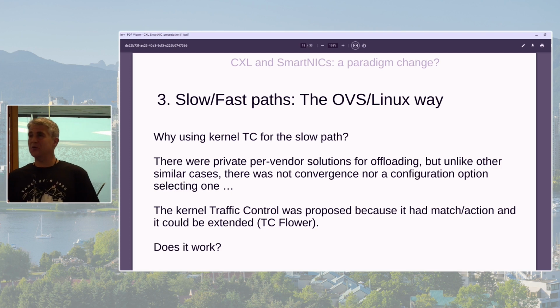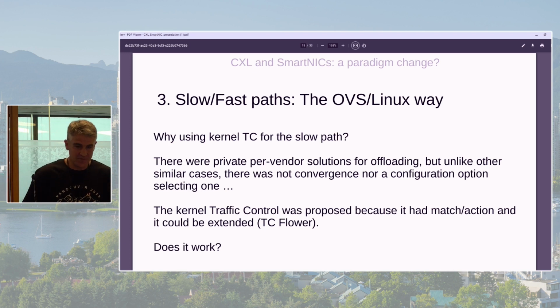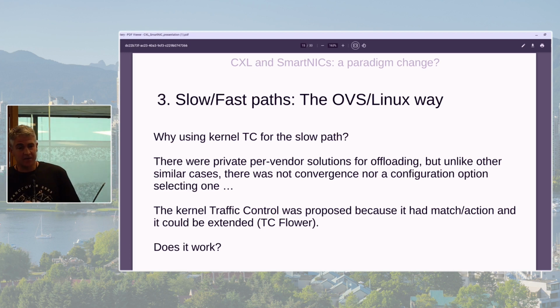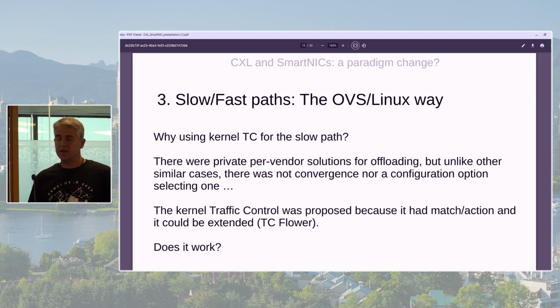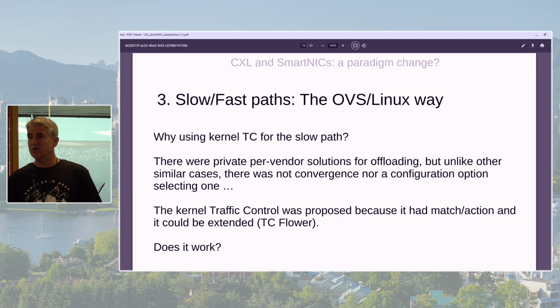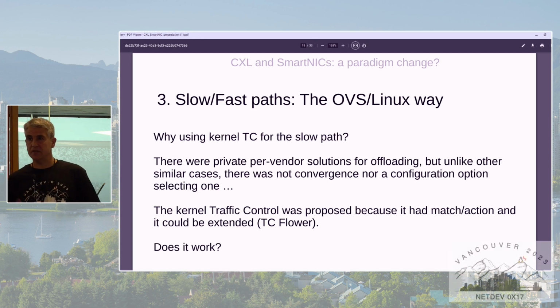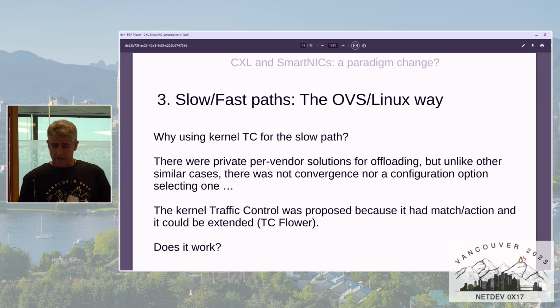A specific vendor for, sorry, I missed my point. Yeah, specific vendors for doing this slightly different. In this case, it was not that because of what was proposed. We have this TC. With TC, we support match and action. Why not use it? Okay, it just requires some slight changes, TC flower and things like that.